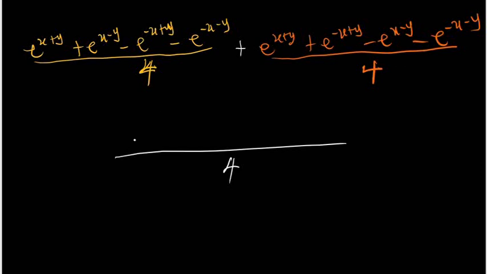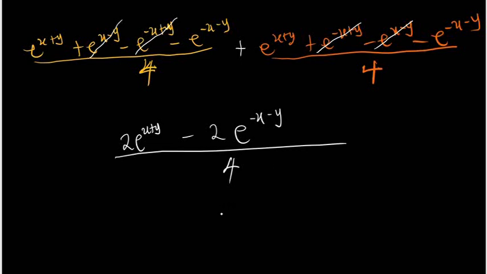This and this are the same, so we can just write 2e power x plus y. Then this and its counterpart, e power x minus y plus negative e power x minus y, will cancel out. Then here, e power negative x plus y is negative here and positive there, so they cancel out. Then we have e power negative x negative y, and its counterpart is this one, giving us minus 2e power negative x negative y.